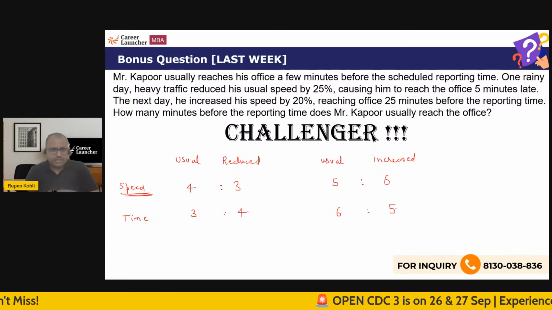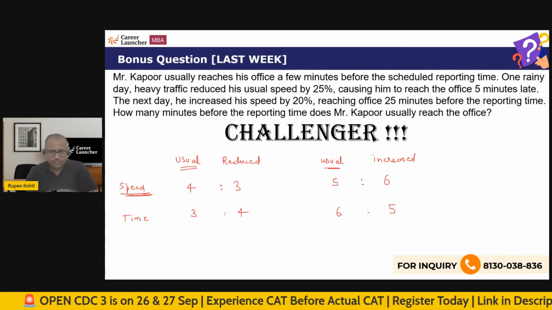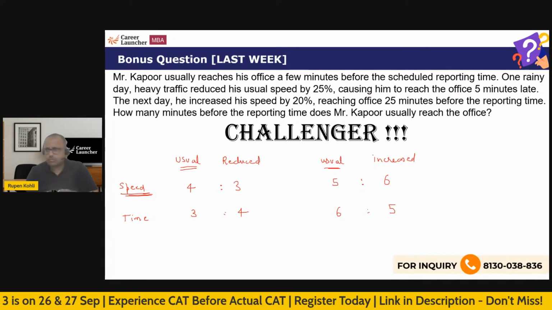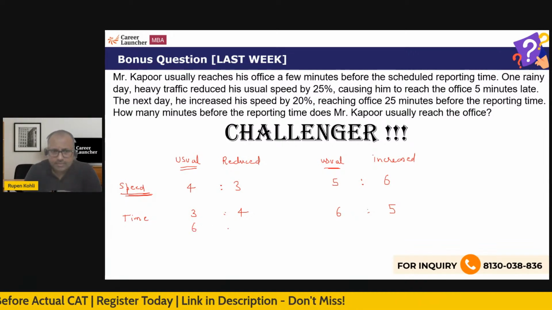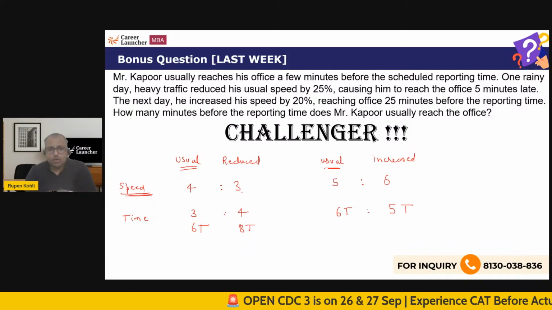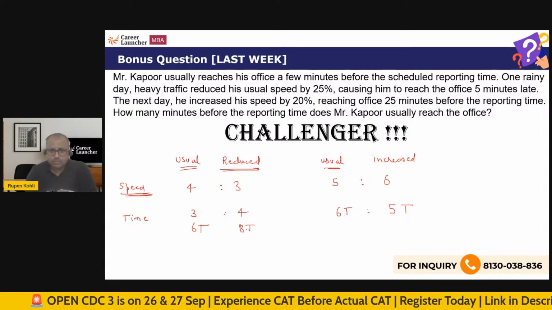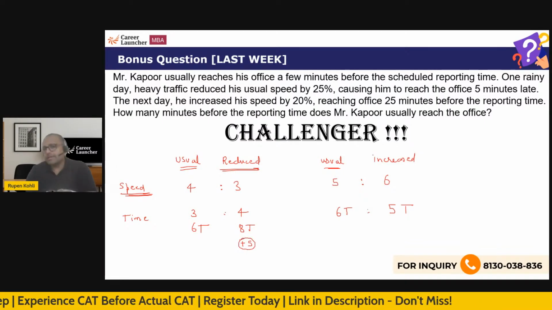Now, in both the cases, the usual time should be the equivalent, so I can equate that from the ratio perspective. If this is 6, this should also be 6. So I can just double this number and say this is the same as 6:8. Now if this time is 6t, this is 8t, and this is 6t, so this is 5t. On this reduced speed, he reaches 5 minutes late. So this 8t is 5 minutes more than the usual reporting time.